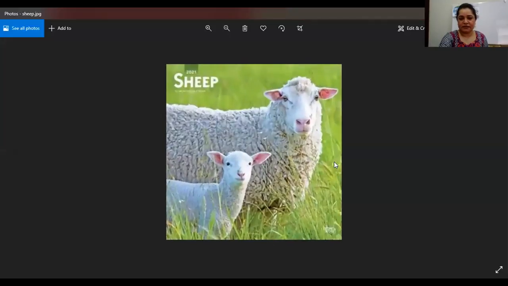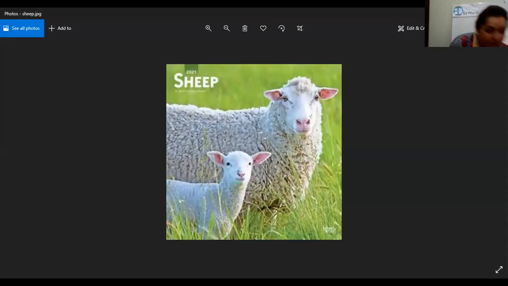So I'm going to show you a couple of pictures which have fur. Okay, now have a look at this. This is a sheep. See this fur I have shown you? This looks like the fur of the sheep.